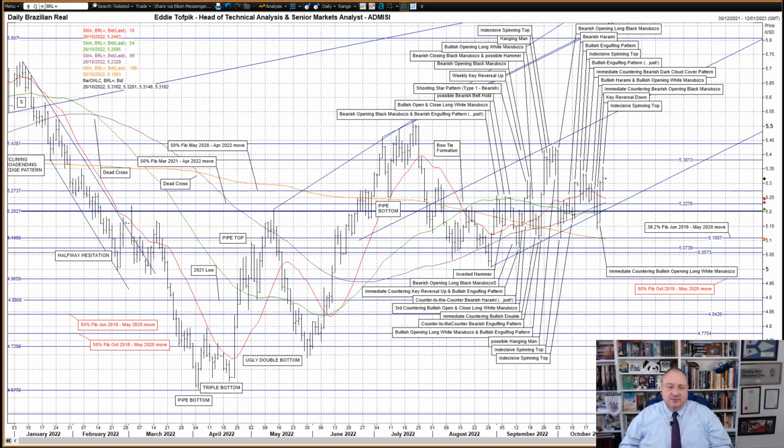US dollar against the Brazilian real. A long-legged yet still indecisive spinning top yesterday, which while higher is a less decisive action than the previous two sessions of a large key reversal down followed by an even larger immediate countering bullish opening long white Marubozu. Interestingly, the market used as a base the 50% Fibonacci line at 527.37, the May 20 to April 22 move, which had earlier been a cap on prices.